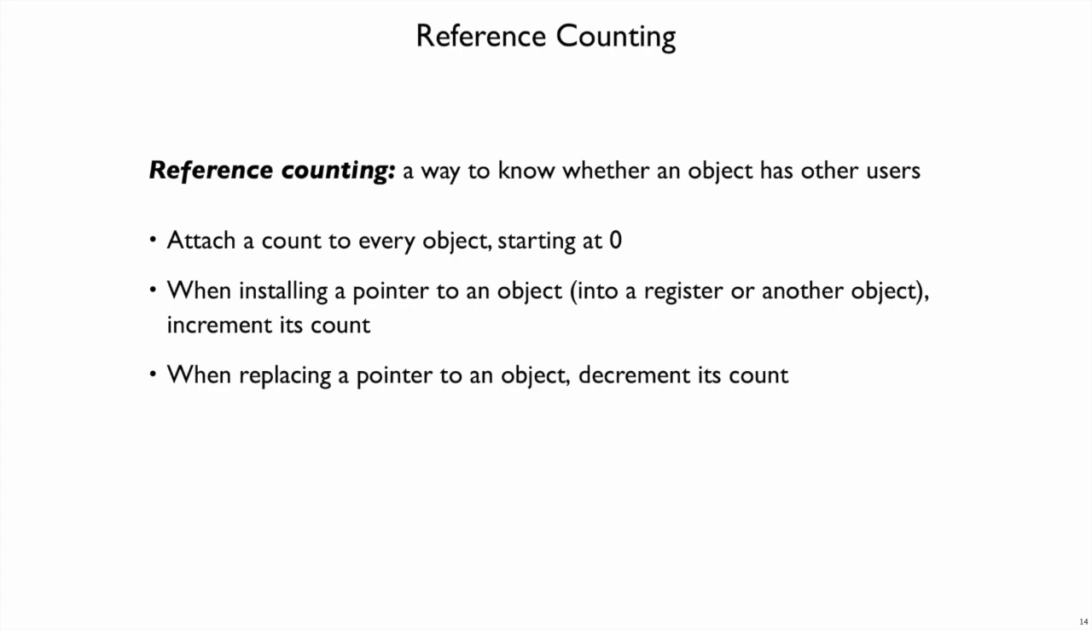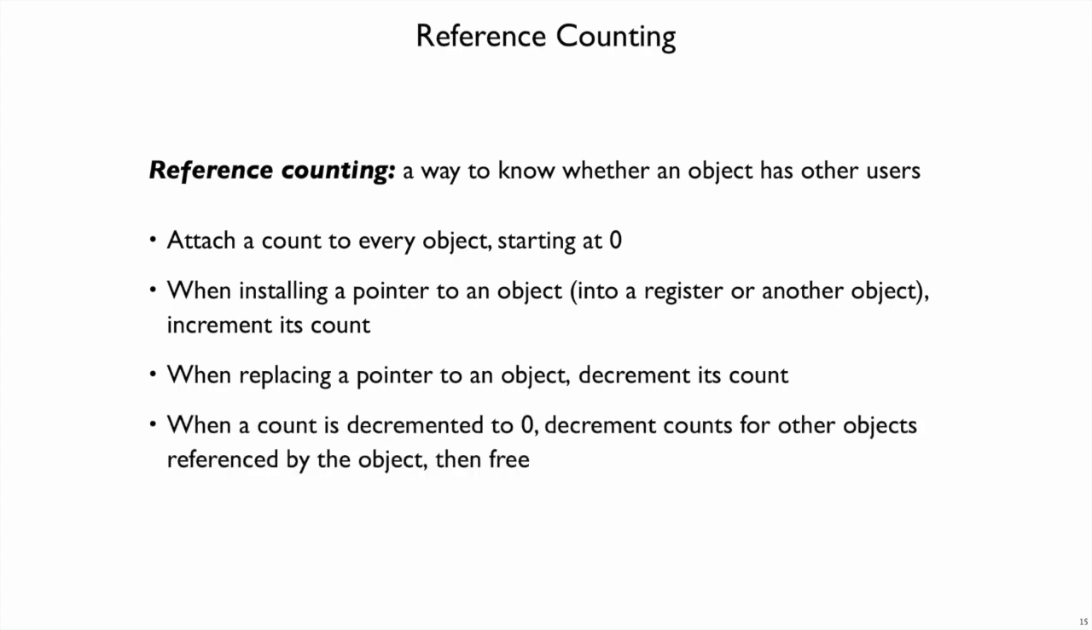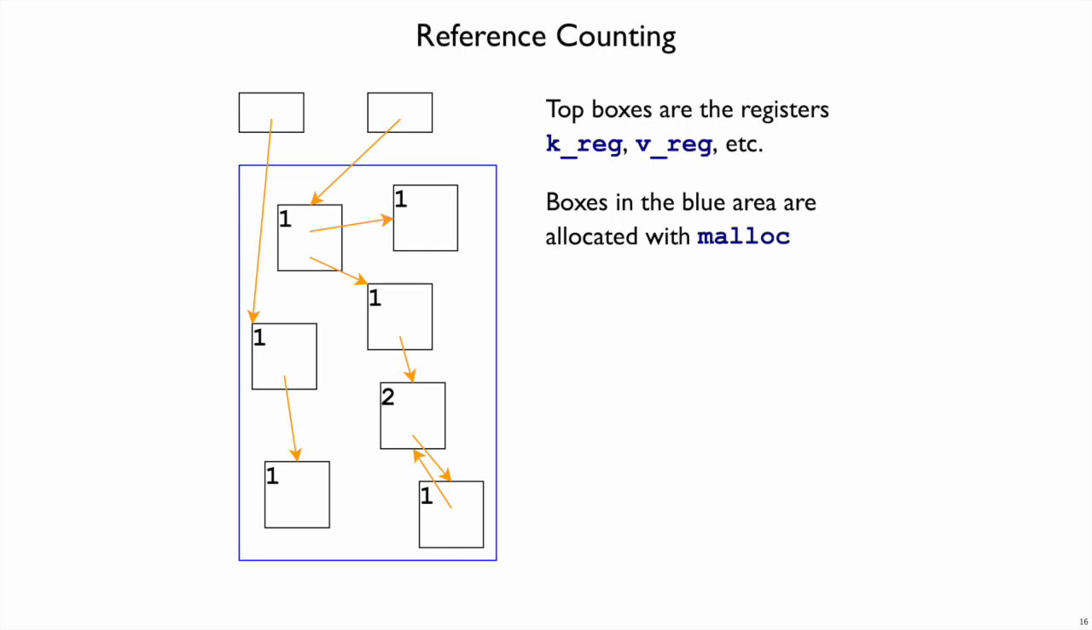And then whenever you stop using an object because you replace a pointer that's in a register or you change something in a record, then we decrement the count. And when that count goes to 0, then you know no one else is using it, and so it can be freed. And when you free it, then anything that the object you freed references goes away too. So it can kind of cascade. Let me show you this in a picture.